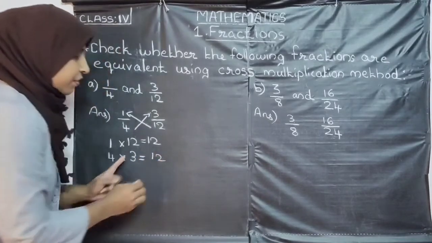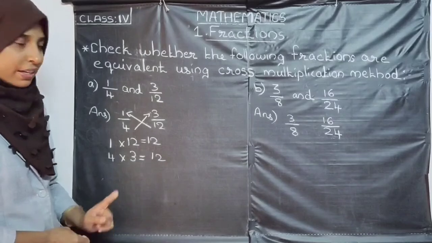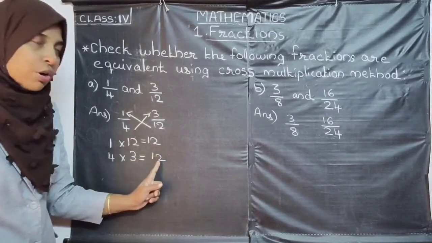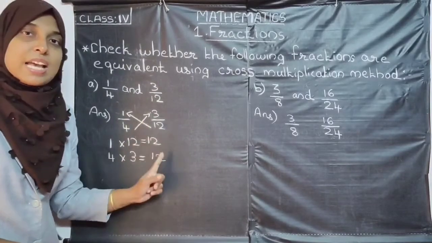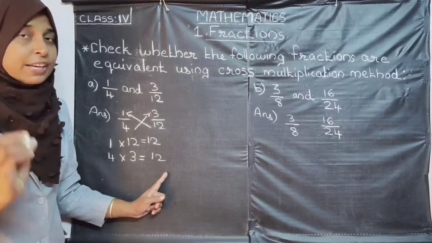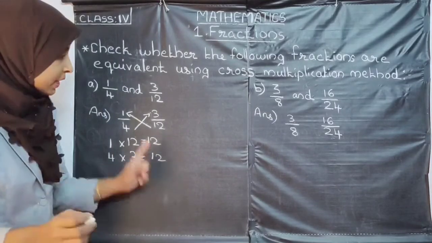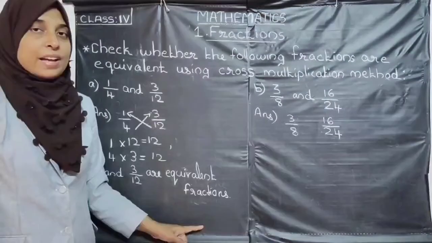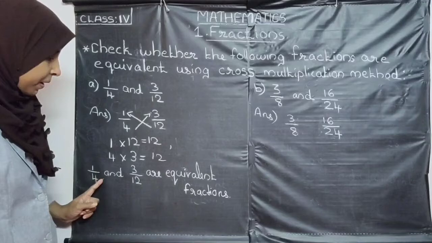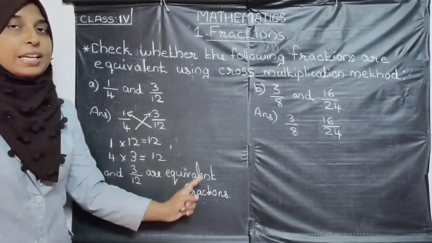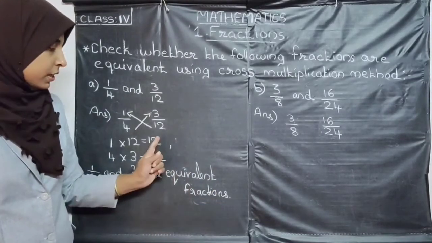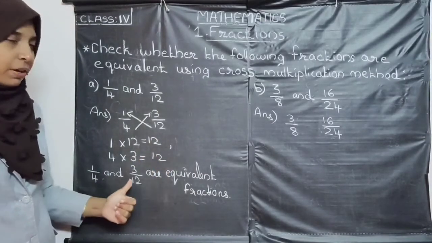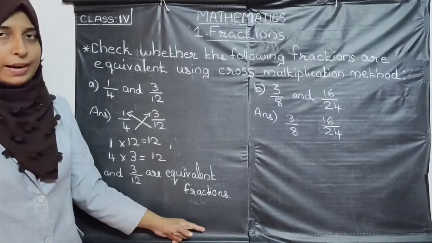Okay. So here we get the same number. 1 into 12 is 12. 4 into 3 is also 12. So here we get the same answer. If we are getting the same answer, that means these two fractions are equivalent fractions. Okay. Hence, we can write 1 by 4 and 3 by 12 are equivalent fractions.